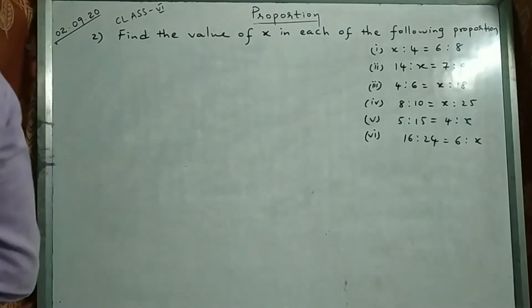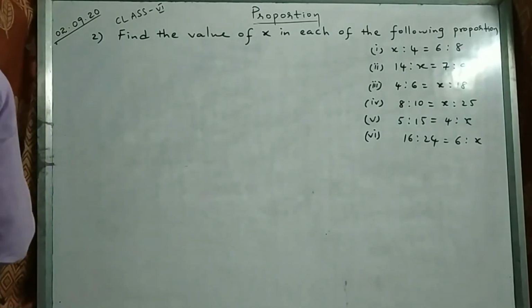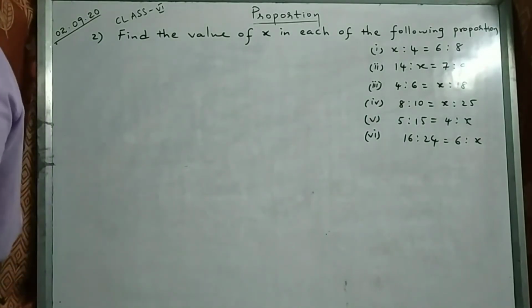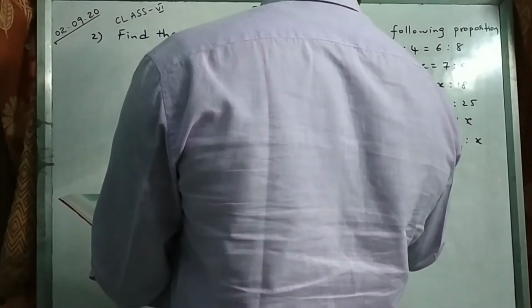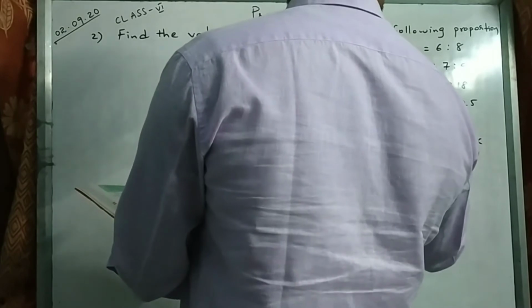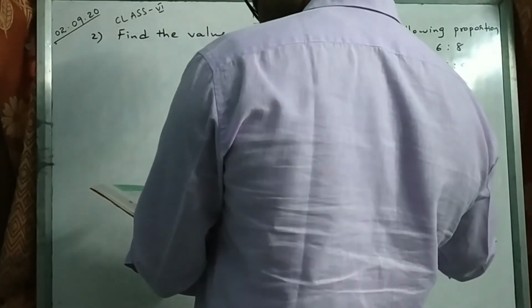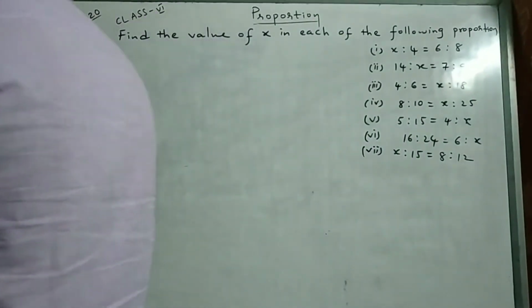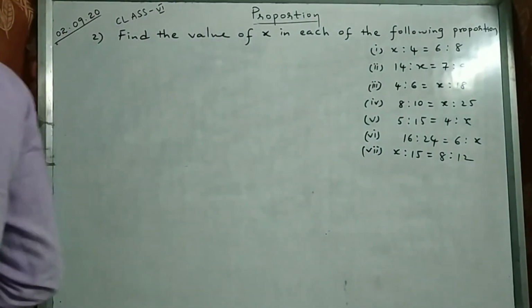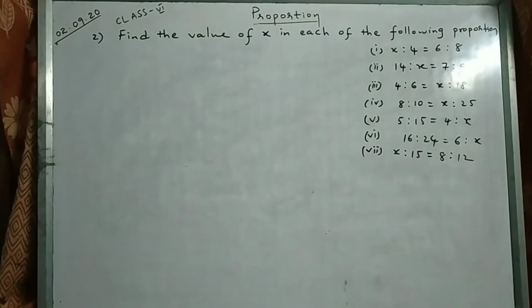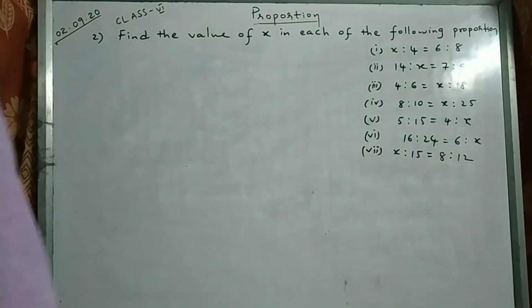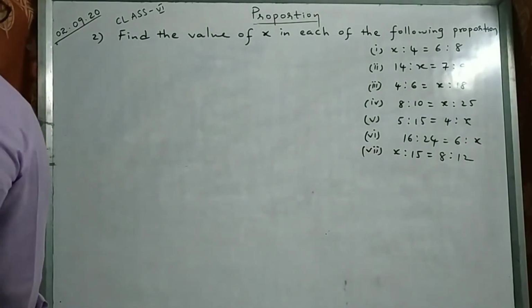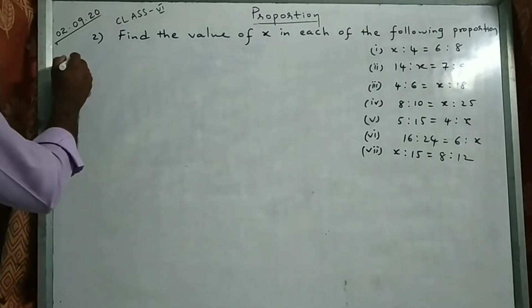So in each case, x is to 15, one more: x is to 15 is equal to 8 is to 12. So in each case, we have to find the value of x. Okay, let me see the first one.